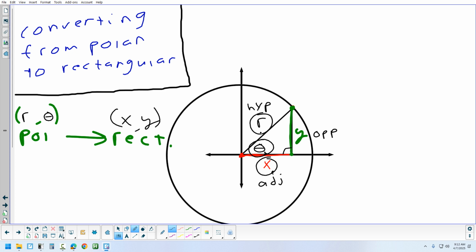Cosine. Yep, that would be your cosine. So cosine equals, what's our adjacent in this case? What did we label it as? X. And what's our hypotenuse? R. So now, to get X by itself, that's going to be what we want, because that's the first number in the coordinate. How would you move the R to the left side?